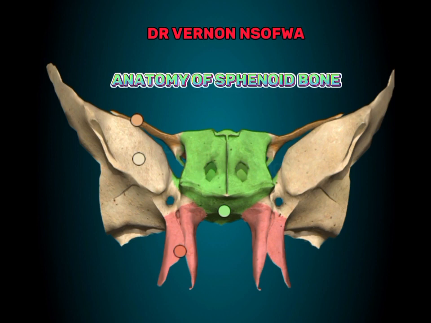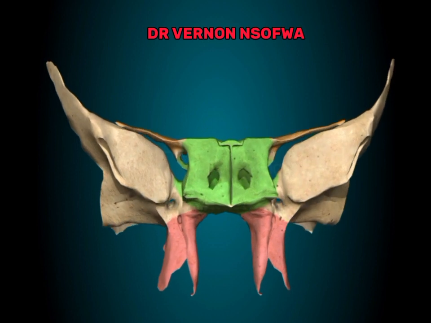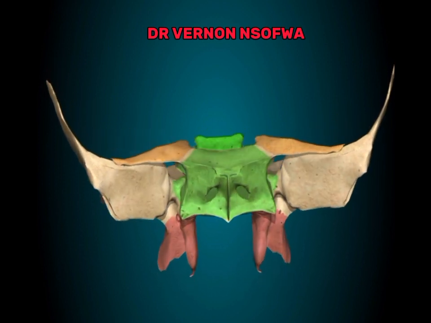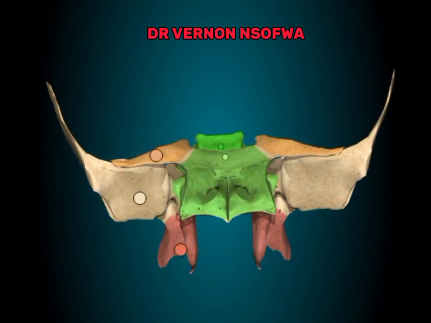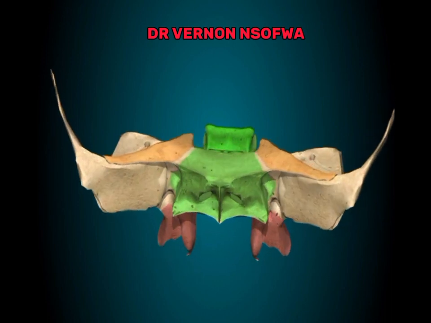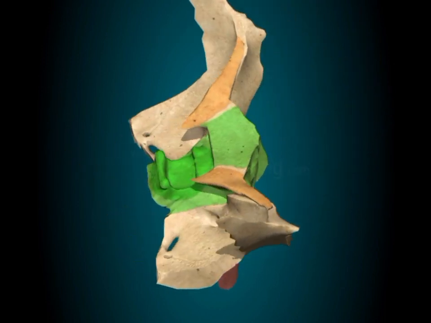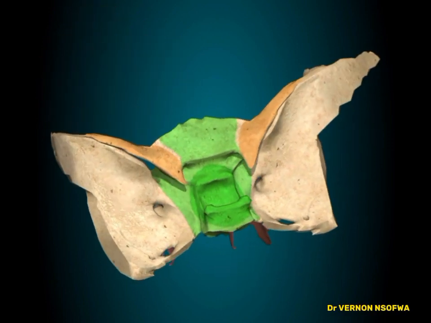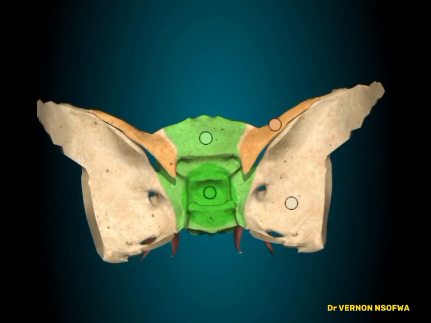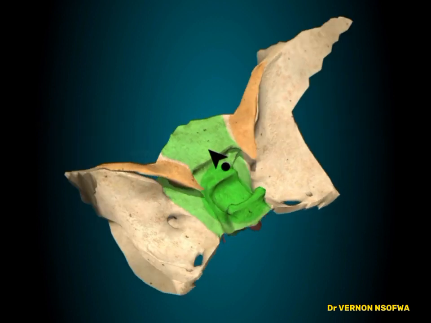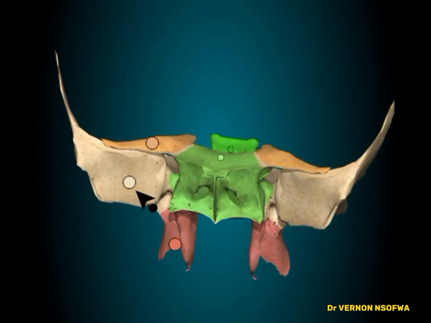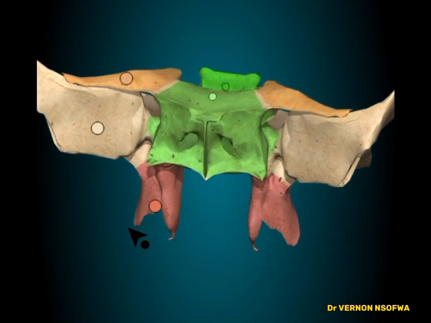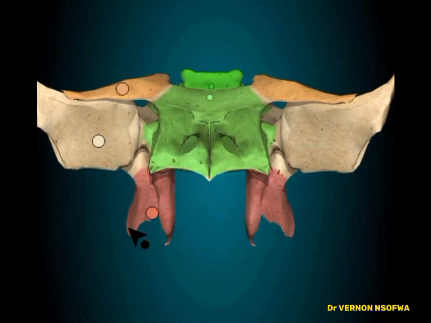So, the anatomy of the sphenoid bone. What we can see here is the sphenoid bone, and it has many parts. As you can see, this is the posterior side, the posterior part of the sphenoid bone. And then we can see that this is the anterior part. So we have the posterior part and the anterior part of the sphenoid bone.